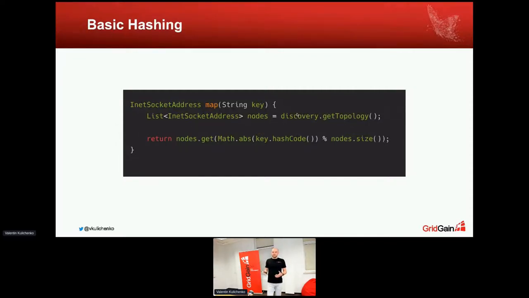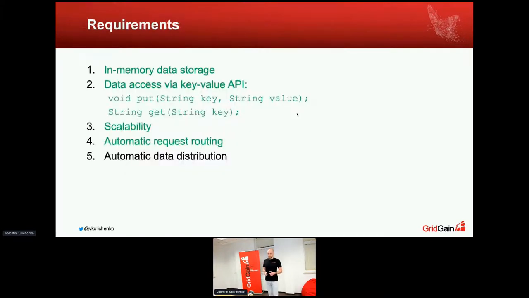I also apply the abs function here to get rid of the negative numbers. And then we apply modular function based on the number of nodes that we have. And that gives us the index of the node in the list, which we got from discovery. And that's how we get the information we need. So again, this is a very basic implementation, which is going to get a little bit more complicated, but that is enough for current requirements that we have.